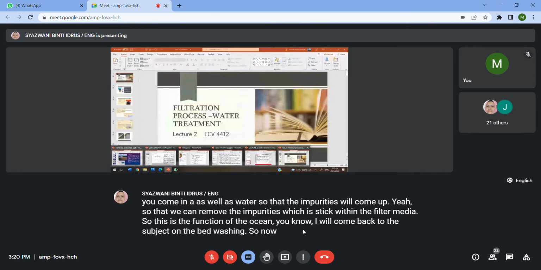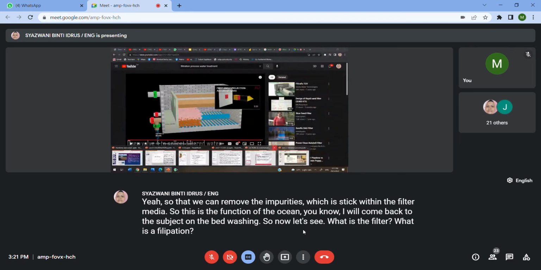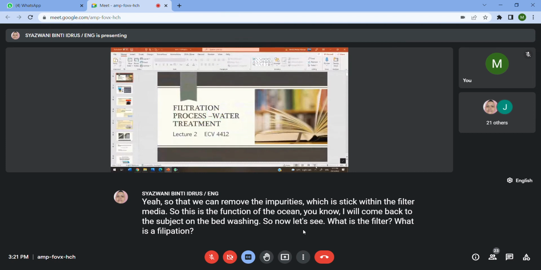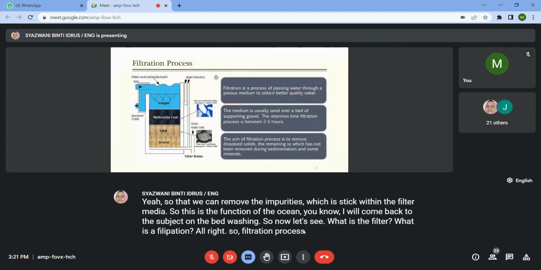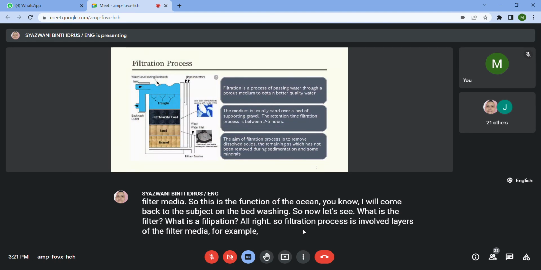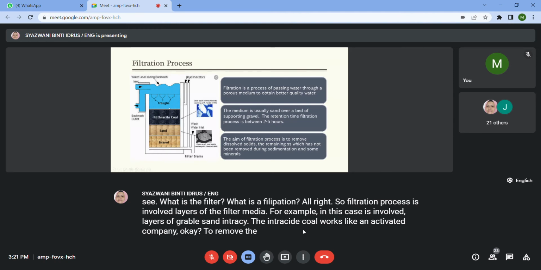So now let's see what a filtration process is. The filtration process involves layers of filter media. For example, in this case it involves layers of gravel, sand, and anthracite. The anthracite coal works like an activated carbon to remove dissolved material, dissolved solids.